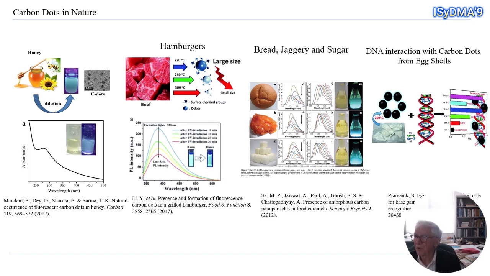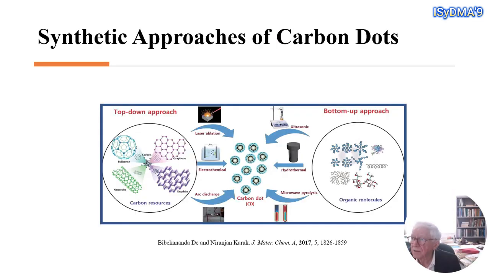A lot of papers have been published in recent years to show that different plants can give you carbon dots too. So what about the lab, to do the same type of work in the lab? We use the top-down approach or the bottom-up approach. The top-down approach uses a large molecule to make a small one, using laser ablation or electrochemical or arc discharge to make it.